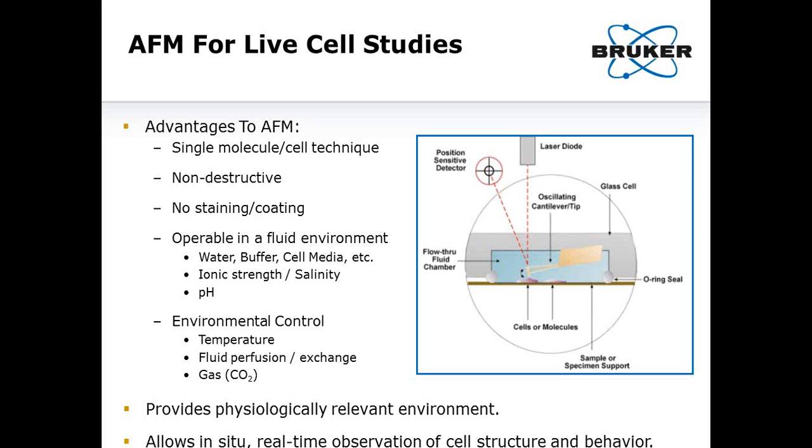Also extremely important to long-term imaging of live cells is environmental control. To maintain cell viability during AFM studies, we can control the temperature of the environment surrounding the cells. We can also perfuse fresh media, as well as maintain a favorable gaseous environment to which the cells are exposed. Altogether, what this really means is that AFM provides a physiologically relevant environment for live cell studies that ultimately allows in situ and real-time observation of cellular structures and processes, both naturally, over time, or in direct response to changes in the local environment.